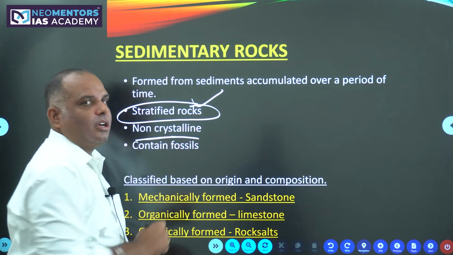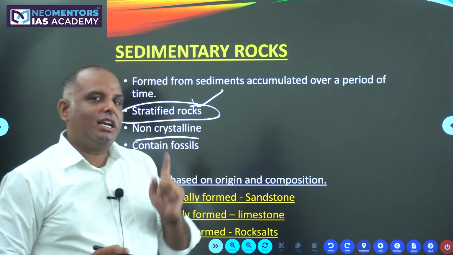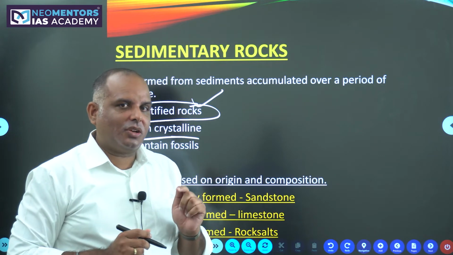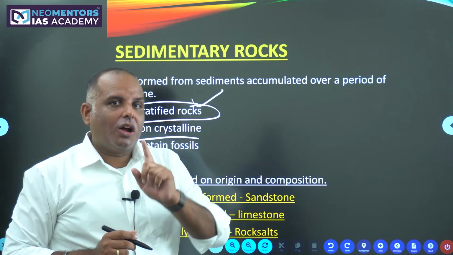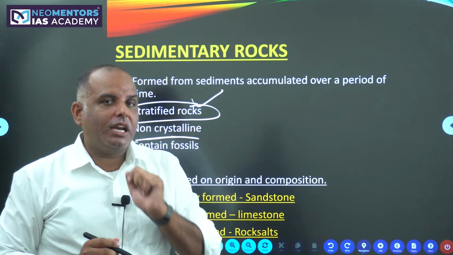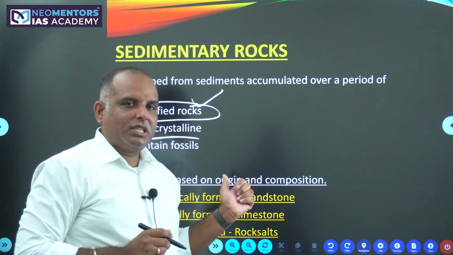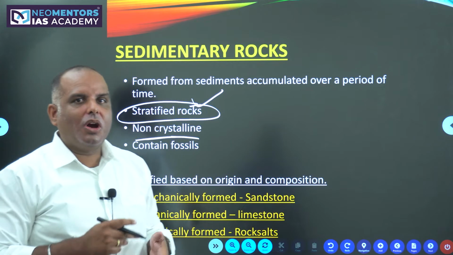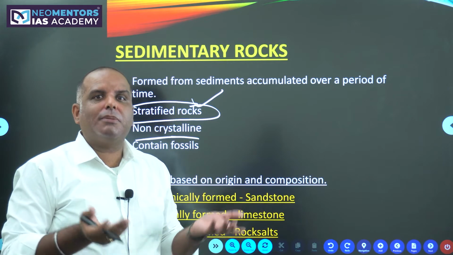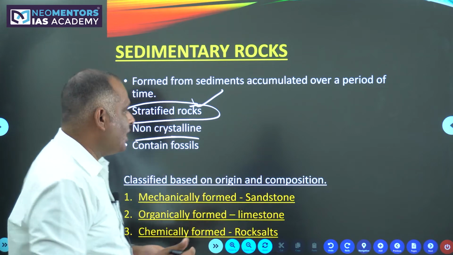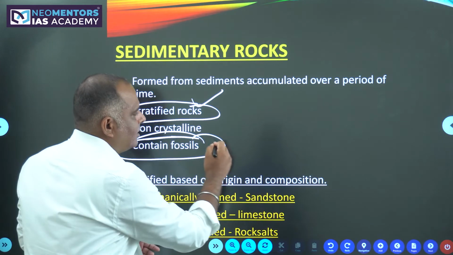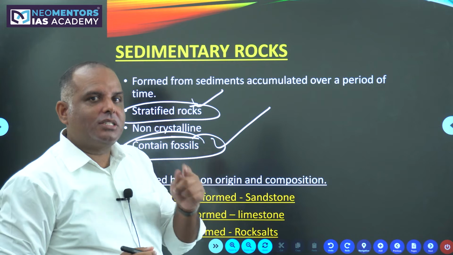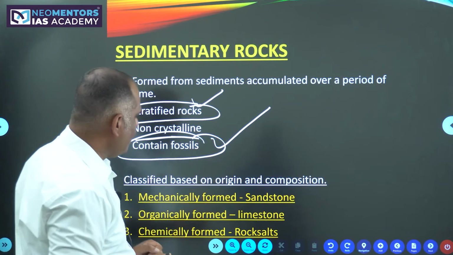These are non-crystalline. Now, earlier when we were discussing igneous rocks, we talked about them not having any fossils. But sedimentary rocks would have fossils because they do not have any magma to burn up the fossils, right? That's why we will find fossils in sedimentary rocks.